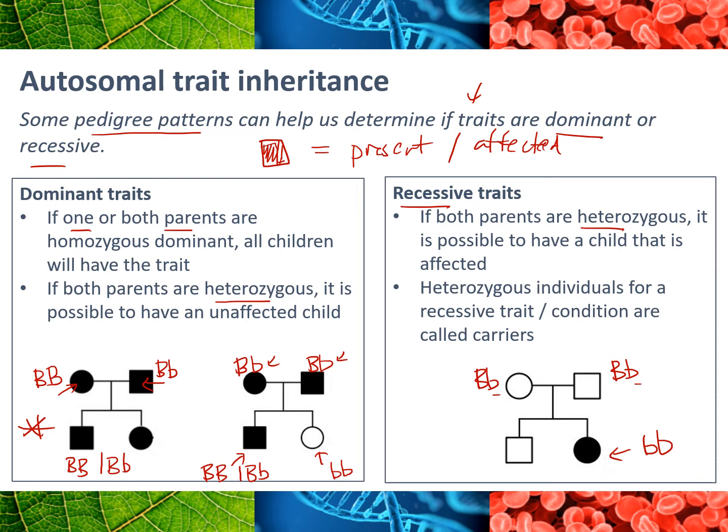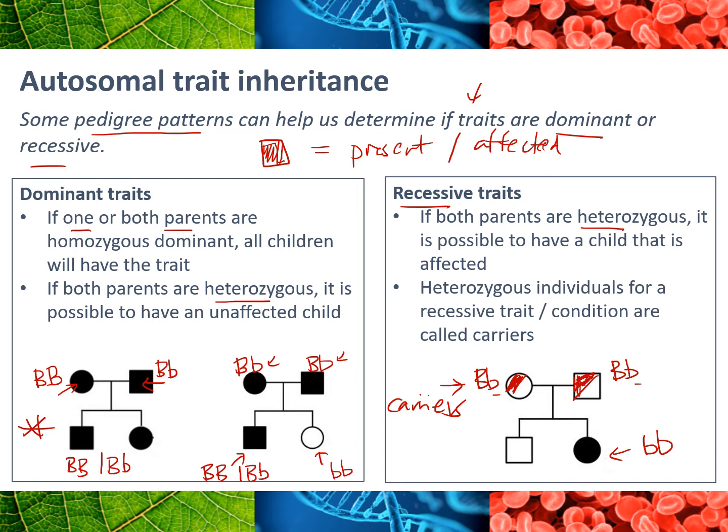Remember, we would call these individuals, if it's a recessive trait, carriers. And we've said if you know all of that information, you could represent them like that. You could have them half shaded in. They don't have the trait or the condition, but they do have the allele for it.